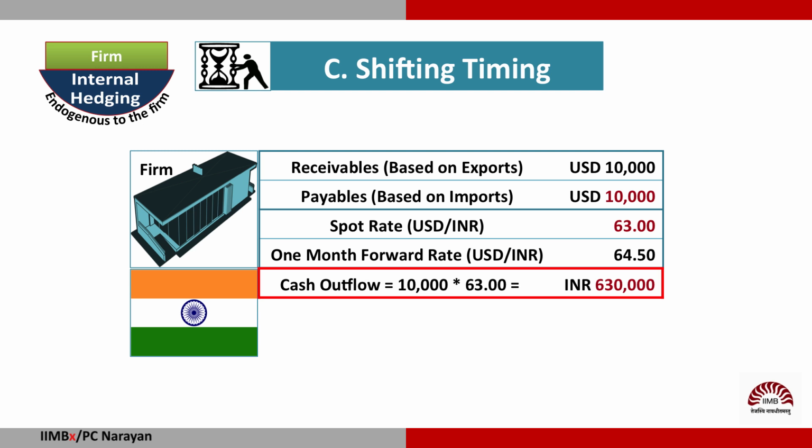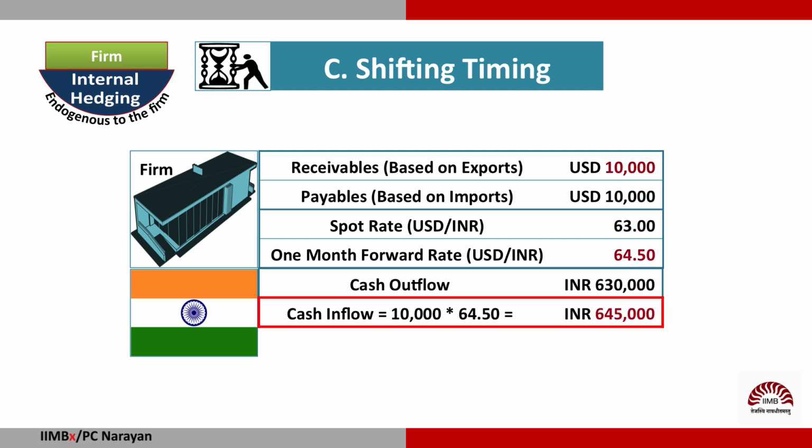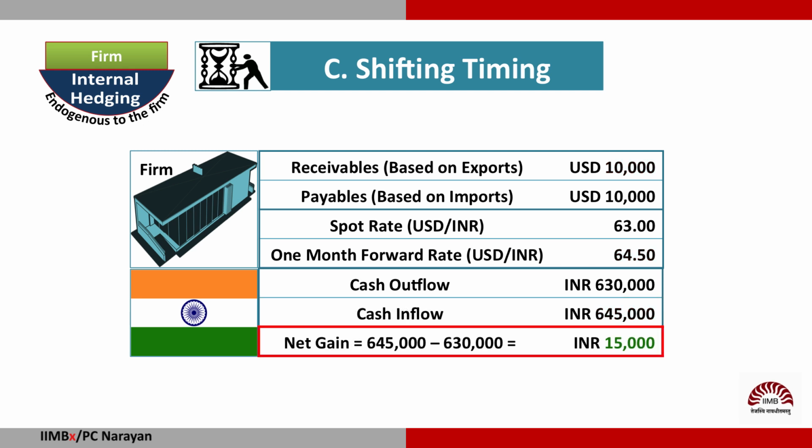But realize its receivables when it is due a month later, because it would have a cash flow of 64.50 into 10,000, which is 645,000. By right timing, this firm has made a net gain of 15,000. The actual gain would be lower if we consider the opportunity cost of interest on the 630,000 for 1 month.